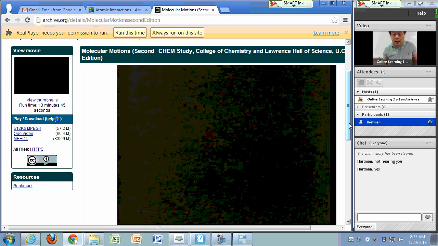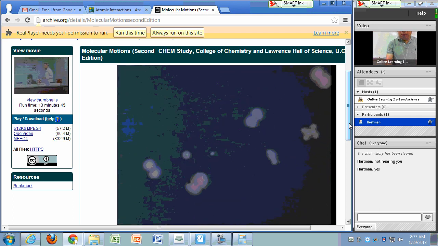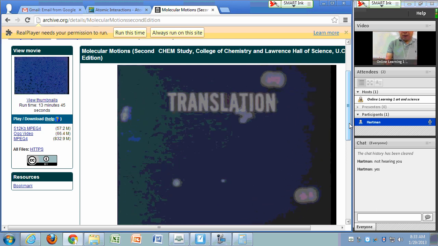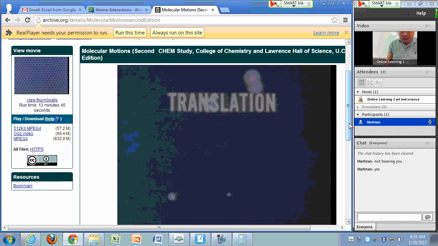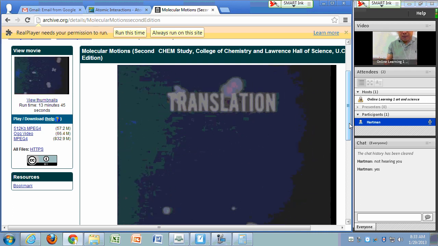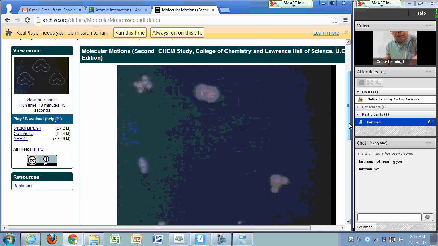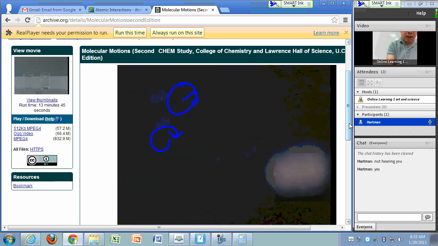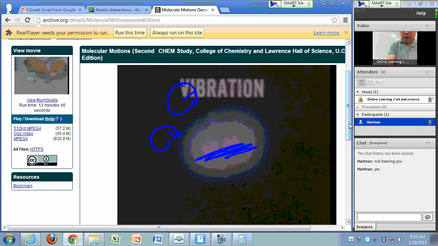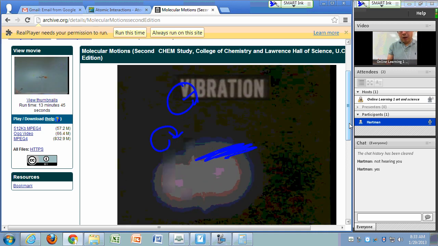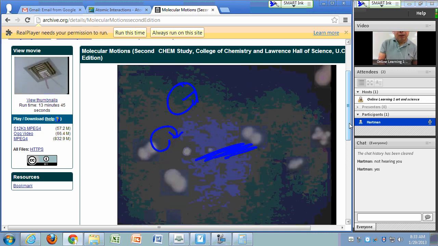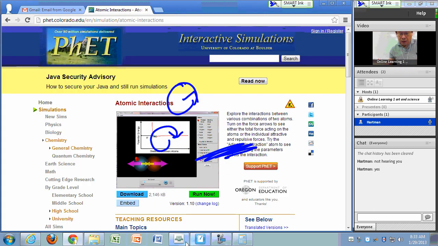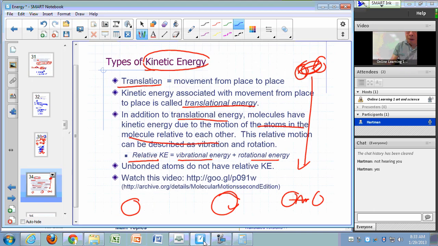Okay, so here's an animation of movement. That's movement from place to place. That's your translational motion. This thing's rotating, and there's your vibration right there. So those are the other types of kinetic energy that a molecule can have.